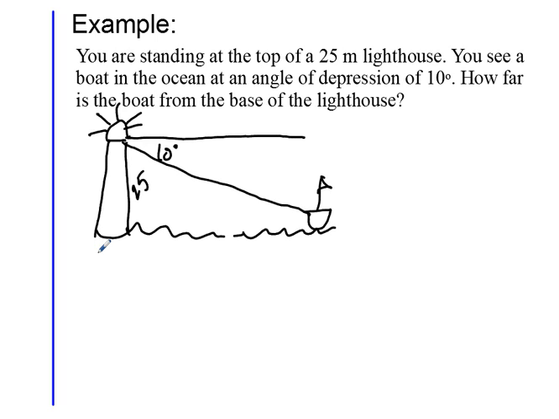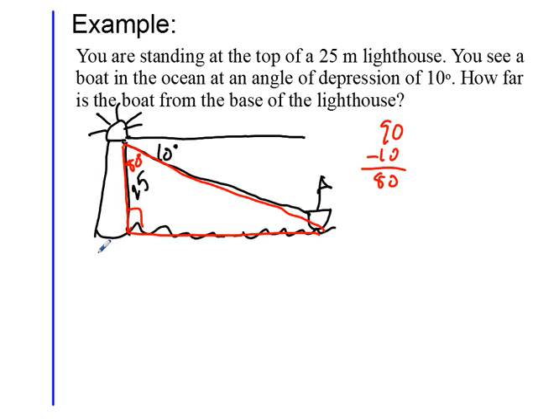Now, that is not the angle inside the triangle that I'm working with, because this is the triangle I'm working with. The nice thing about an angle of depression is that this angle and the angle inside the triangle add up to 90. So I'm going to take 90 degrees and take away 10, and I end up with 80. So the angle I will work with for this problem is actually 80 degrees.